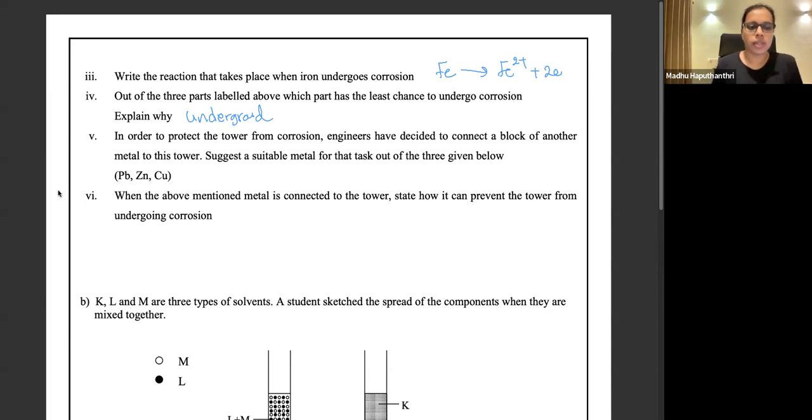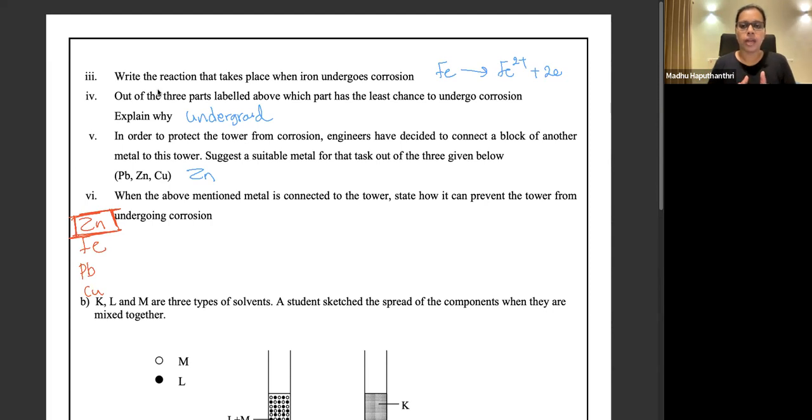So if you see them in the order, zinc is at the top, then you get Fe, and then comes lead, and then hydrogen is there, copper is even below hydrogen. So the one which is above Fe is zinc. So we have to choose zinc here, because the idea there is, if you want to protect your iron, from what are we trying to protect iron?